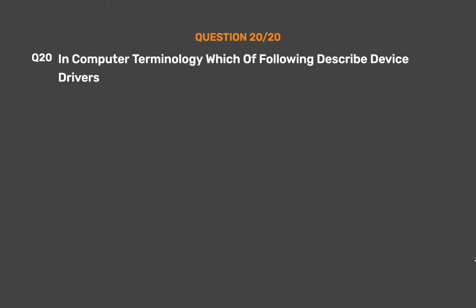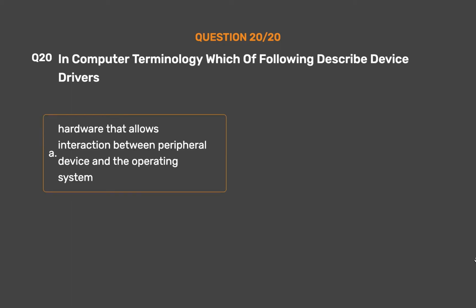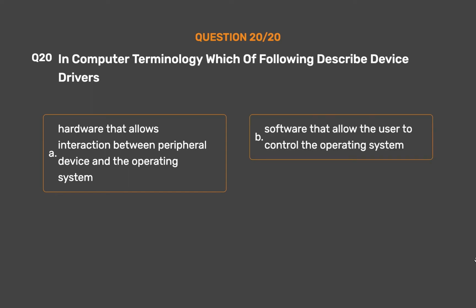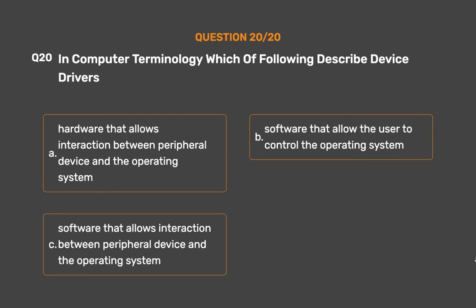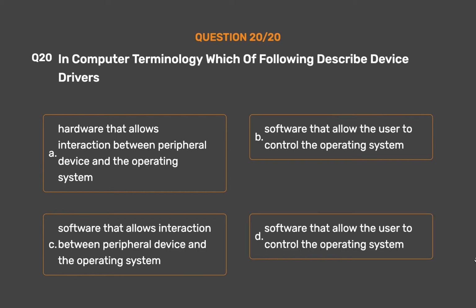Question number 20. In computer terminology, which of following describe device drivers? Option A. Hardware that allows interaction between peripheral device and the operating system. Option B. Software that allow the user to control the operating system. Option C. Software that allows interaction between peripheral device and the operating system. Option D. Software that allow the user to control the operating system.